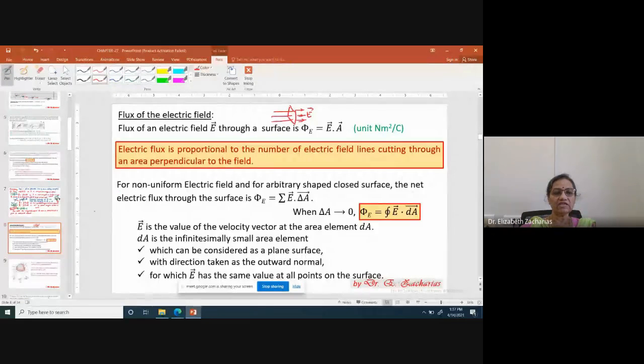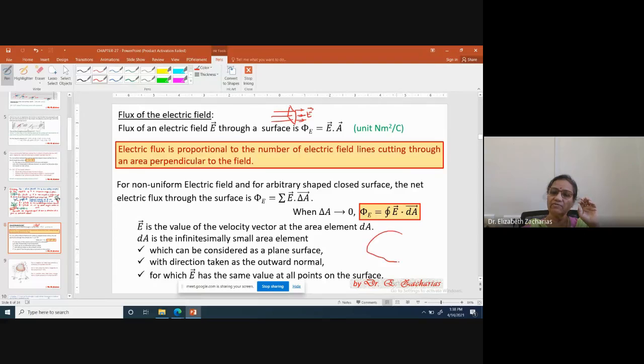Now again, taking this idea forward, let us go to a non-uniform electric field and an arbitrarily shaped closed surface. In that case, like in the previous case, flux will be the integral over the closed surface of E dot dA. There we wrote V dot dA, here it is E dot dA. Now, what is this E? What is this dA?